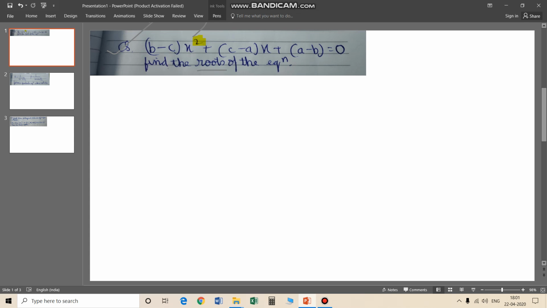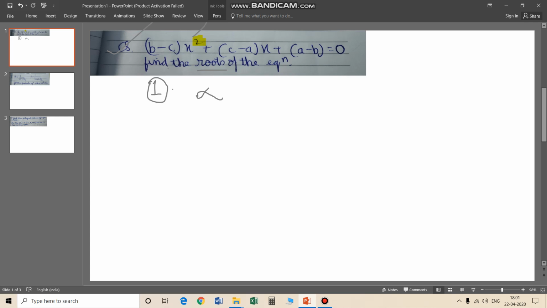It's 100% clear that it will satisfy the value 1 for x. Because if we put x as 1, we get b minus c plus c minus a plus a minus b, which surely comes to 0. Nothing to be done. Now the most interesting thing: if one root is 1, then the other root can be easily found. First thing you must know, let the other root be alpha.